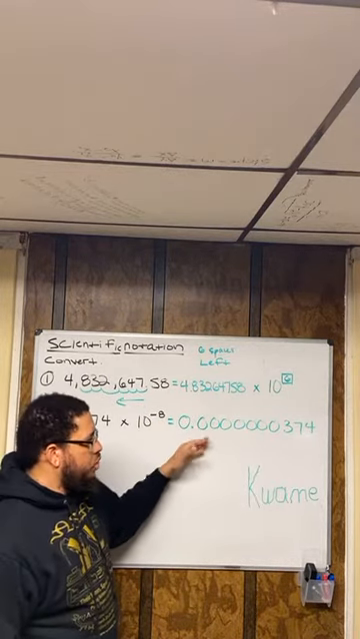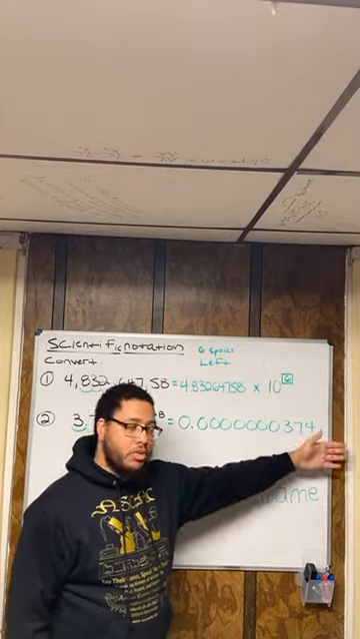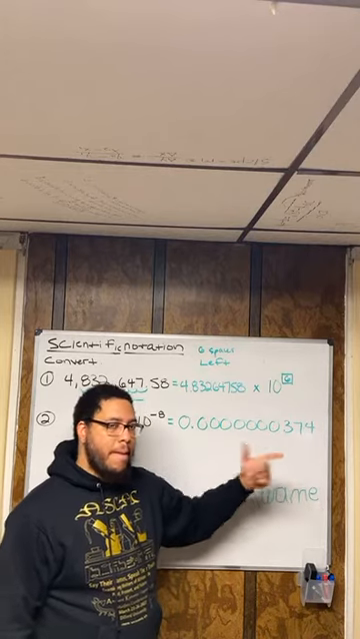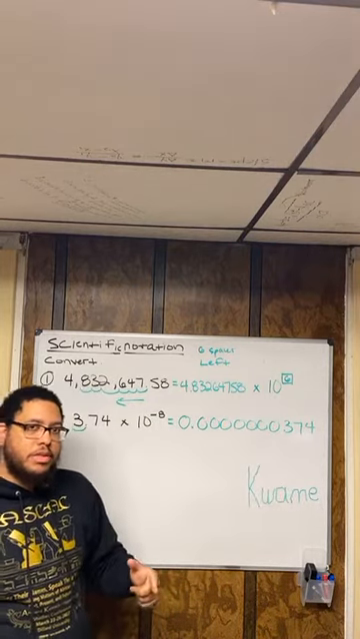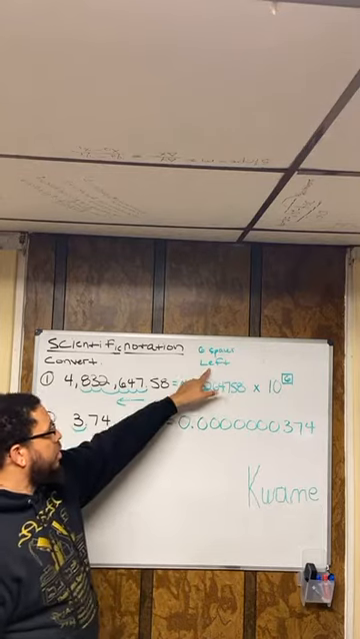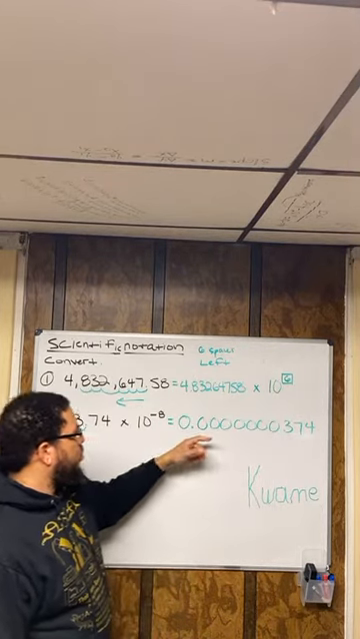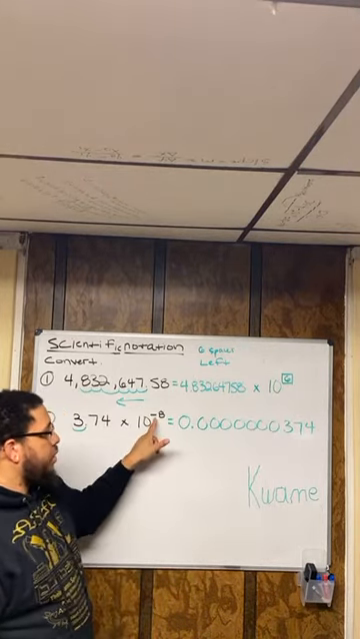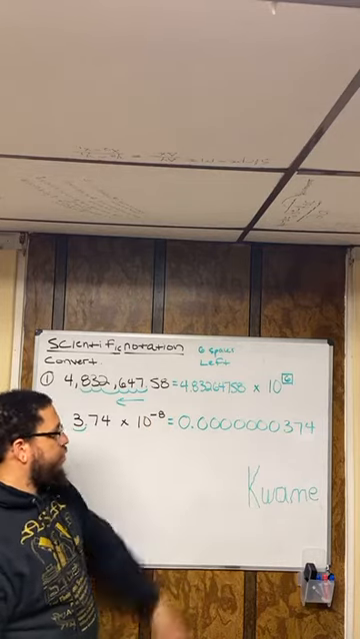And then what do you do when you move the decimal point 8 spaces to the right, or any number of spaces to the right? The exponent should be negative. Because remember, when you move to the left, it's positive. But when you move to the right, it's going to be the opposite, which is negative.